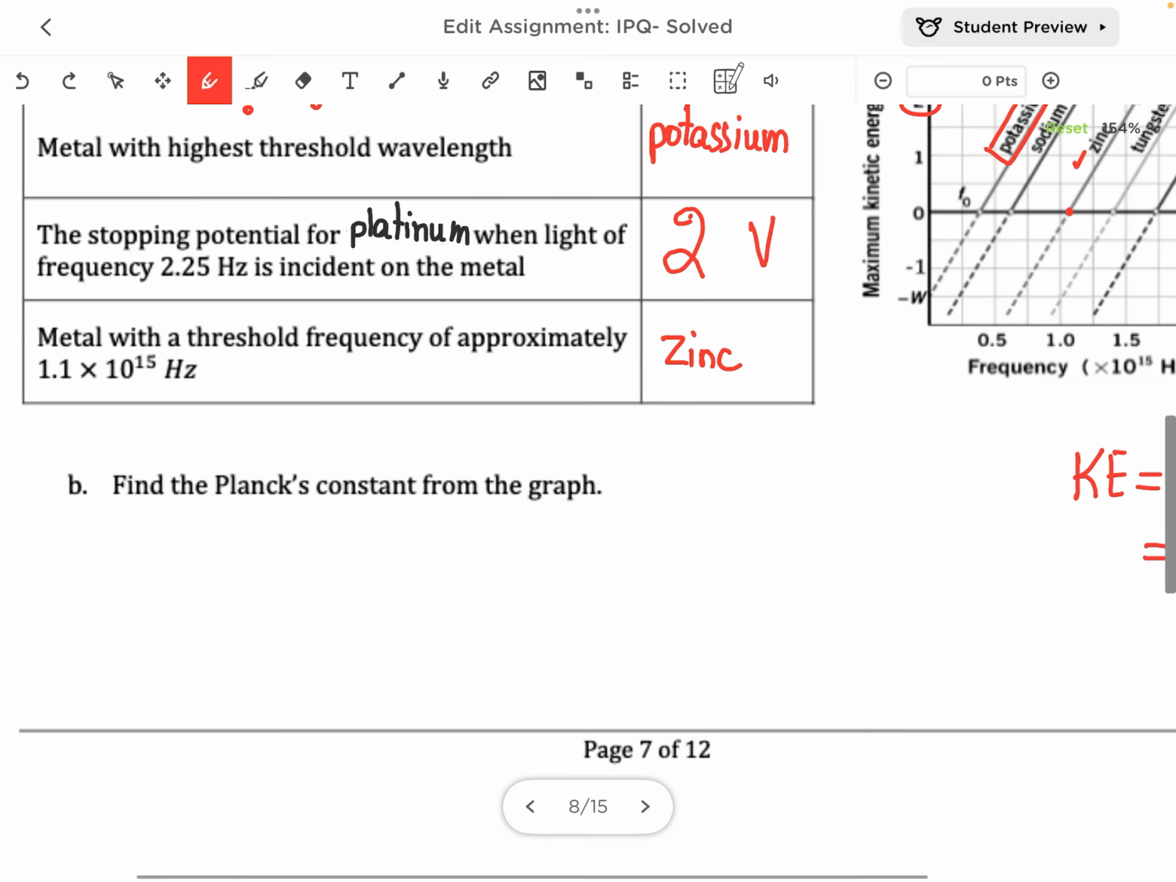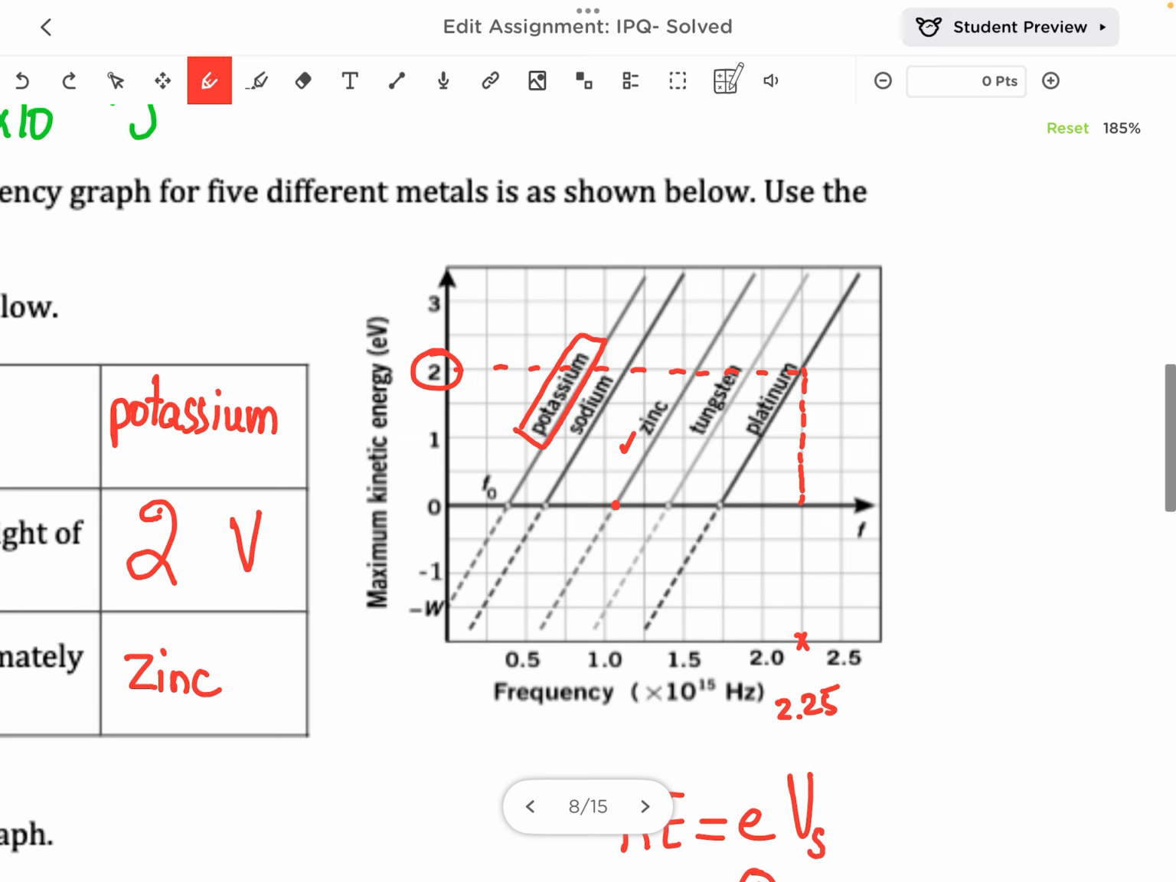Finally, we need to find Planck's constant from the graph. Now you are free to use any line you'd like. I will choose platinum for one reason: the line is passing through two nodes, this one and this one. So the coordinates of this one are 2.25 × 10^15 with 2 volt. With this point, x is 1.75 × 10^15 while y is 0.